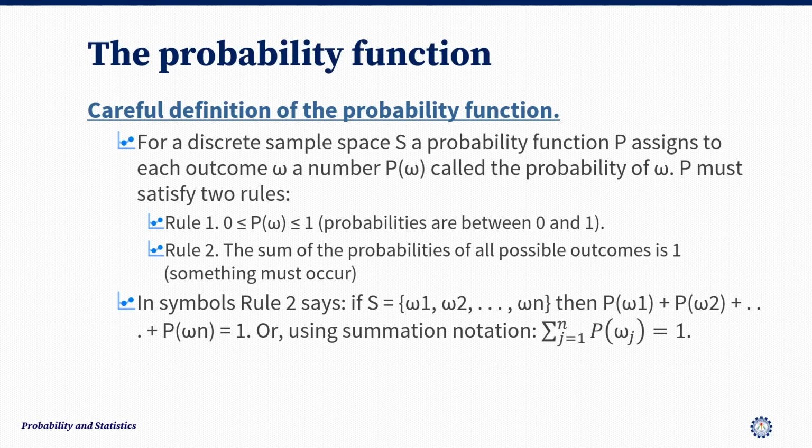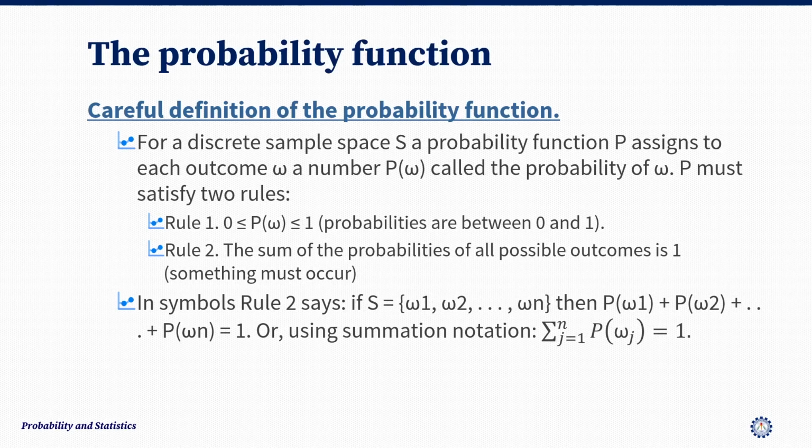For a discrete sample space S, a probability function P assigns to each outcome little omega. Please note that this W-like symbol is also known as little omega. A number, called the probability of little omega, P must satisfy 2 rules. The first rule is that the probability of little omega should be in the interval between 0 and 1.